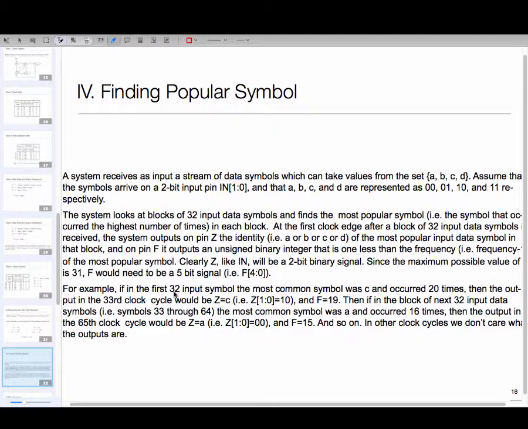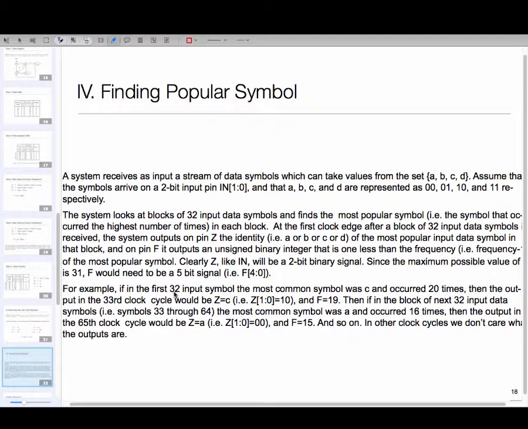I have 32 symbols of 2 bits each, so I have a total of 64 bits. I store them as they are coming in, into a gigantic register, and I have a 64-bit input combinational logic. I could do that, right? It would be a perfectly valid solution.